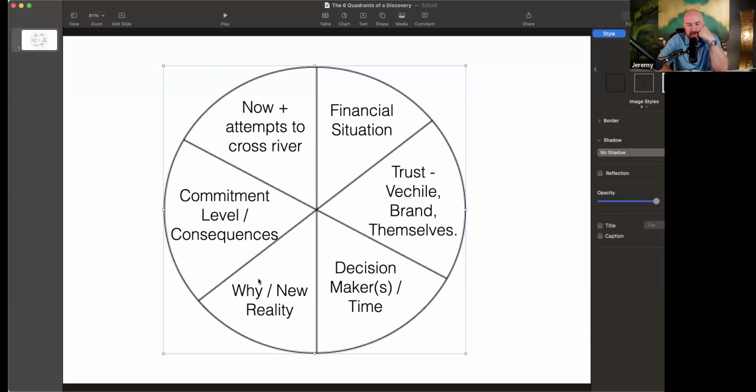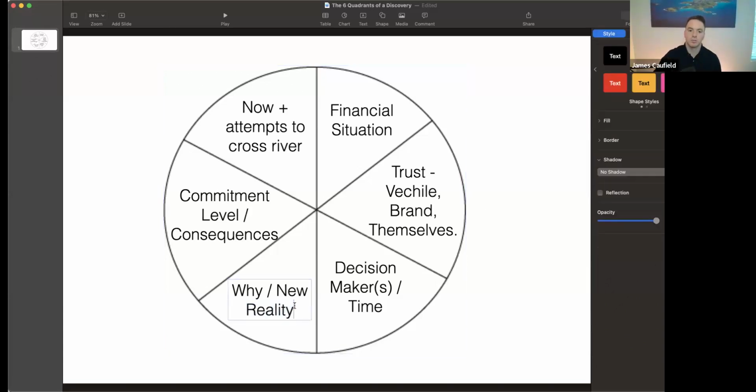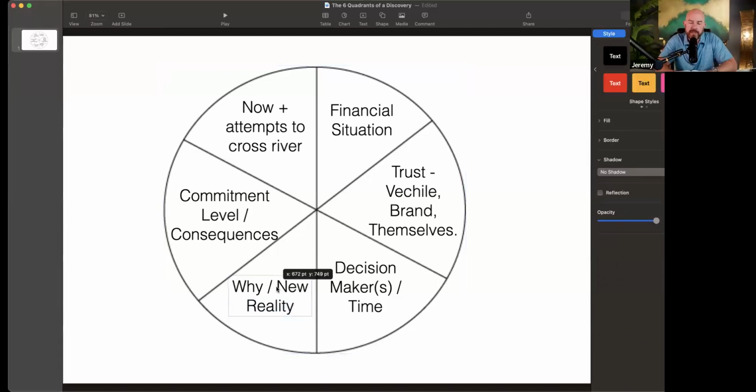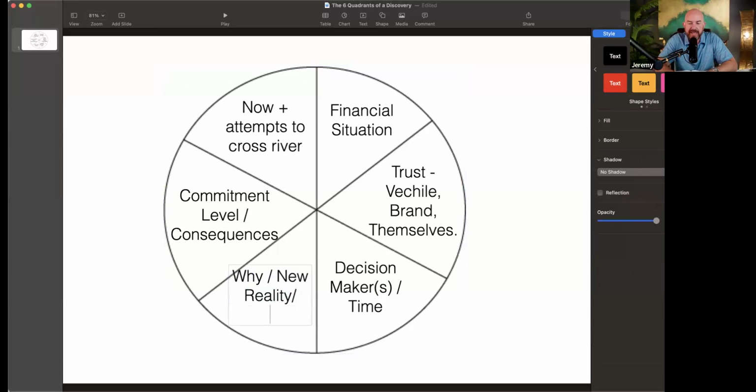I'm wondering a little bit about the solution. What would the ideal solution need to look like for you to cross the river? Not necessarily the new reality, because that's what it will look like when they cross the river. But how are they going to get across the river?